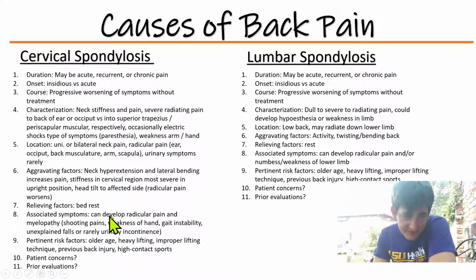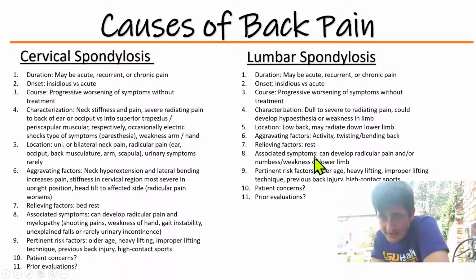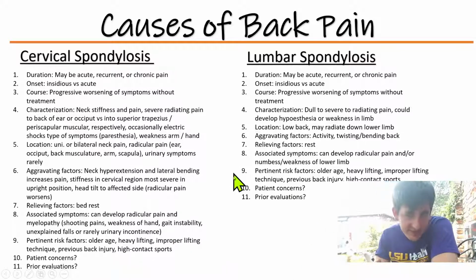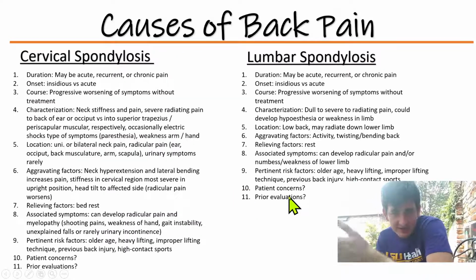Associated symptoms can have radicular pain, myelopathy, shooting pains, weakness of hand, gait instability, unexplained falls, and rarely urinary incontinence. Over here, associated symptoms develop radicular pain or numbness, weakness of lower limb. And again, radicular pain is basically radiating pain down a limb, right? Down the nerve root or nerve dermatome. Pertinent risk factors: older age. Same for both, really. Heavy lifting and improper lifting technique, previous back injury, high contact sports. Ask the patient if they have any concerns and prior evaluations.